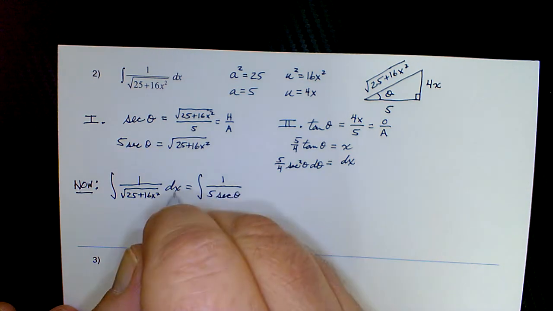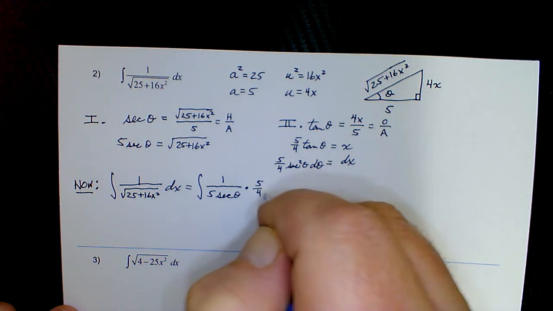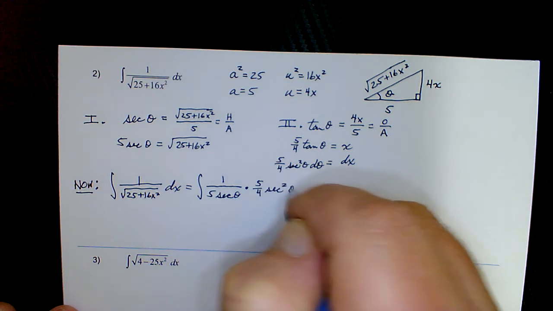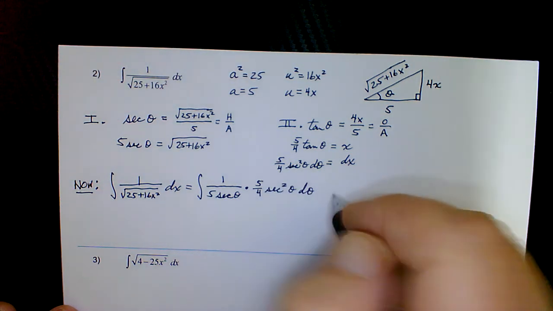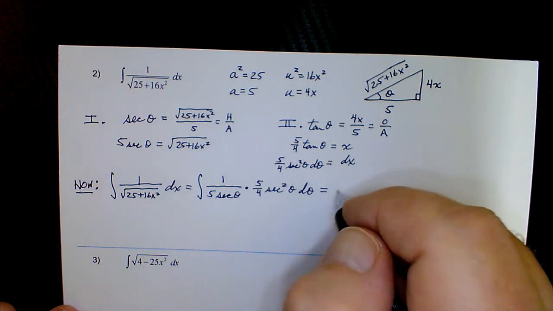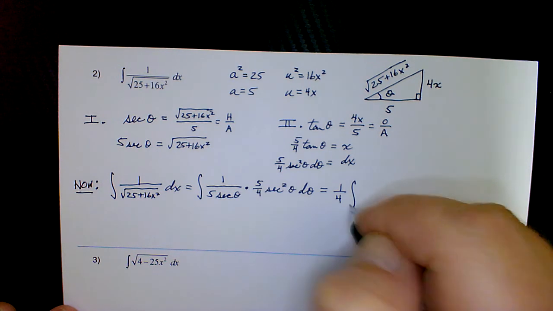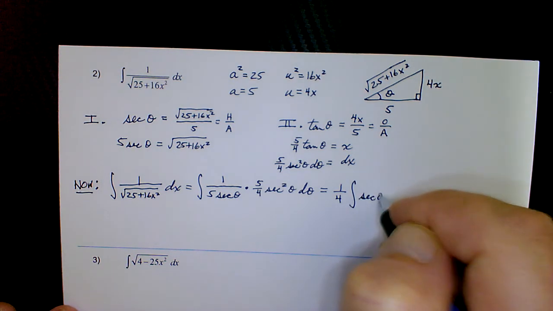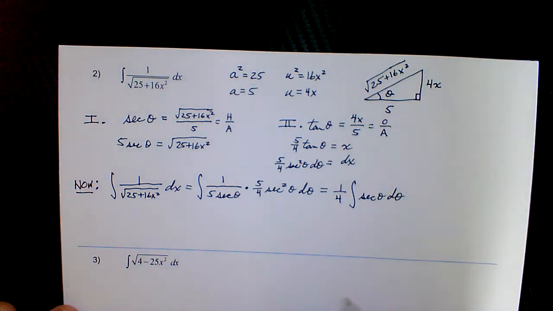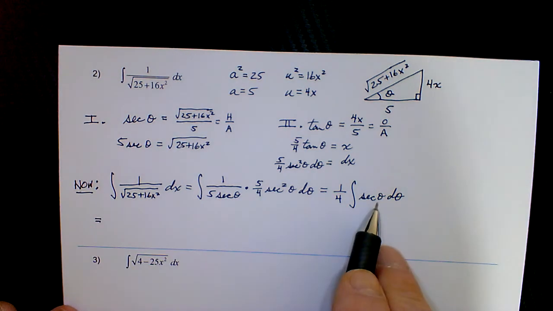And the only other thing is the differential dx. And that's 5/4 secant squared theta d theta. So notice that this simplifies. We can cancel the 5s. So we'll bring out the 1/4, cancel a factor of secant, and we're left with secant of theta with respect to theta. Okay, that's one of our special integrals.